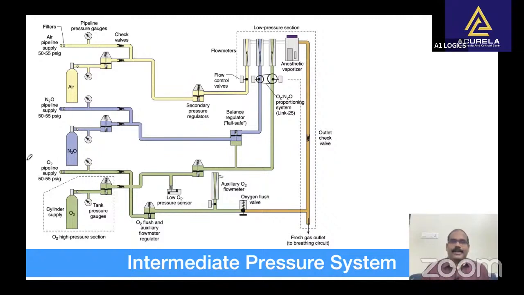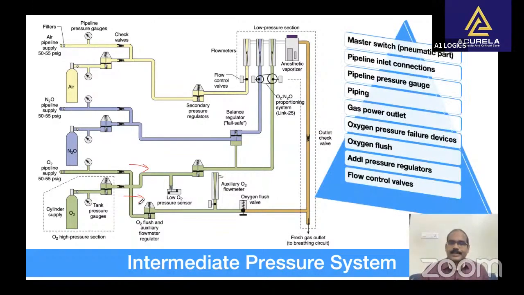Now, the intermediate pressure system. It receives gases from the pressure regulator or pipeline inlet to the anesthesia machine. Oxygen may enter the pneumatic components by way of the master switch. When the master switch is turned off, the pressure in the intermediate pressure system will drop to 0.